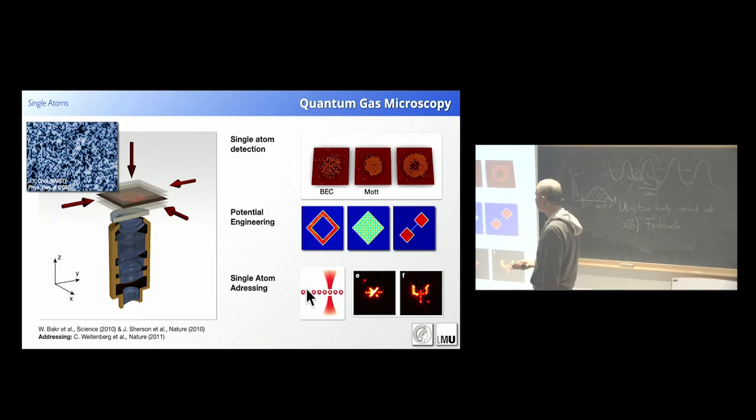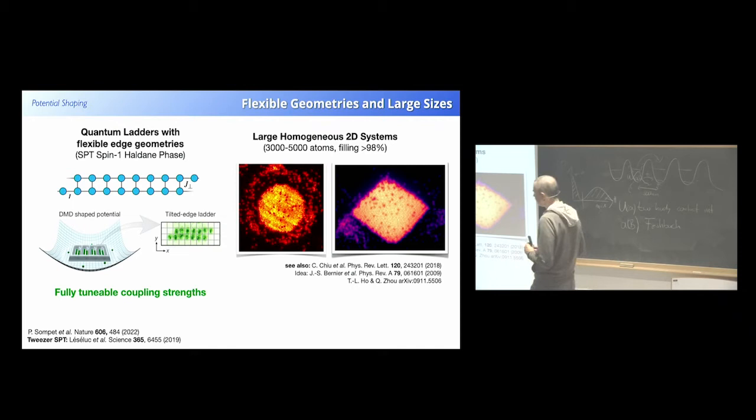All right, so let me show you a few pictures with this potential shaping that you can realize. You can, for example, realize interesting ladder-type structures where you have two one-dimensional systems coupled to each other, and you can also control the edge termination. And this, actually, we found if you put fermions on this antiferromagnetic ladder with the correct edge termination, you actually realize this paradigmatic spin-one Haldane phase, the symmetry protected topological phase, and you can measure the edge states, you can measure the bulk properties of the system by just controlling, for example, the shape of the system, including the edges. So that's actually very nice.